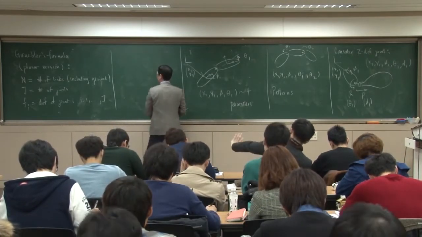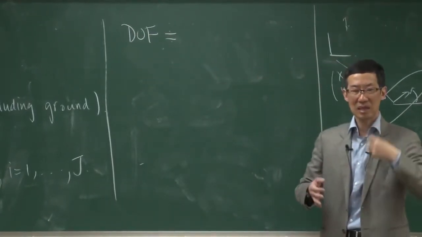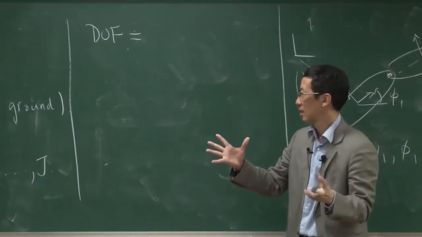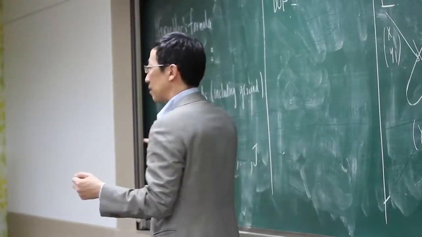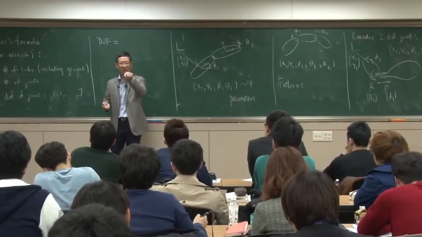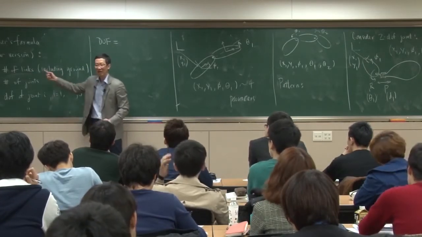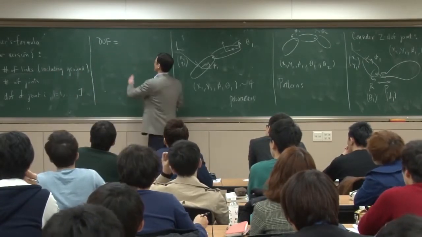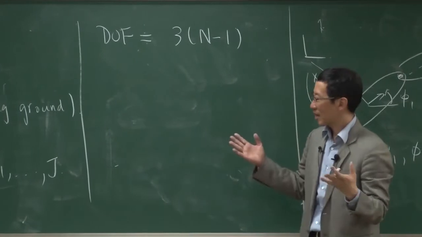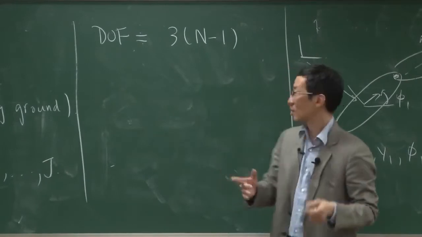All right, so the formula then is, and let's go through the logic here. If we have n links, and these links move independently, we need 3 coordinates for each link, right? So it's 3 times n. But remember, we're including ground in n, so let's eliminate ground. So n includes ground, so let's subtract ground.